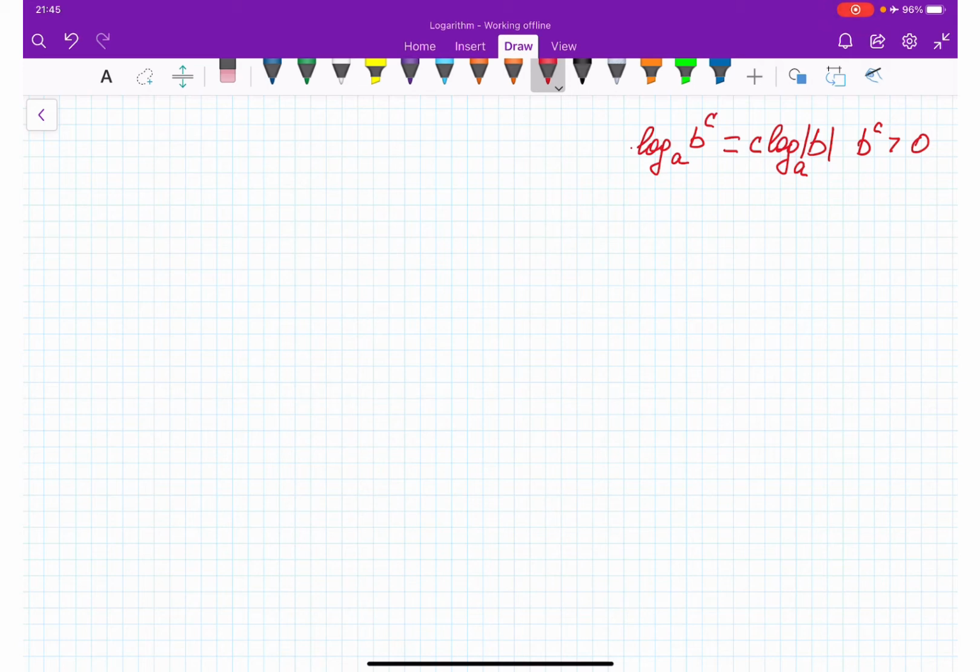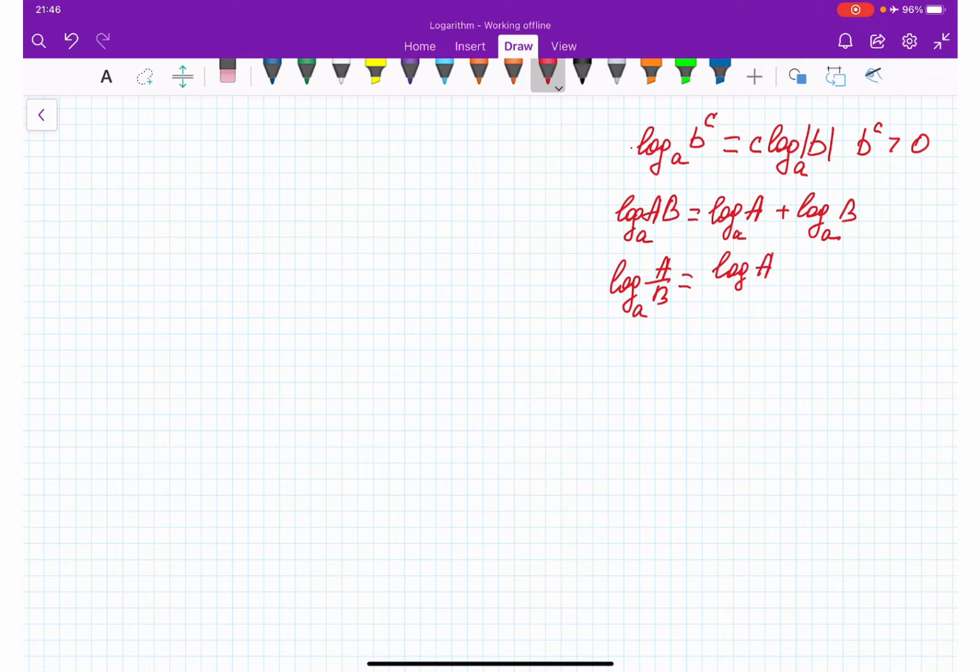All right, let's go through multiplication. Logarithm of ab by base, let's say a, is equal to logarithm of absolute value a by base a, plus logarithm of b by base a. Same way division, logarithm of a divided by b, let it keep also by base a. It's going to be equal to logarithm of a by base a divided by logarithm of b by base a.